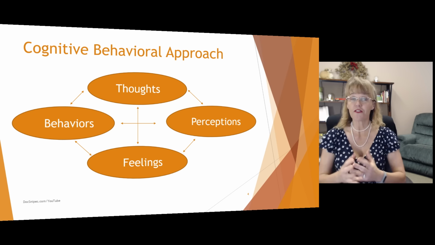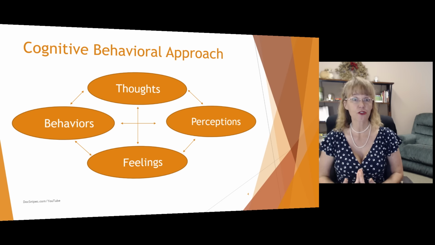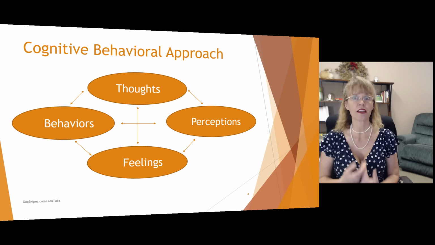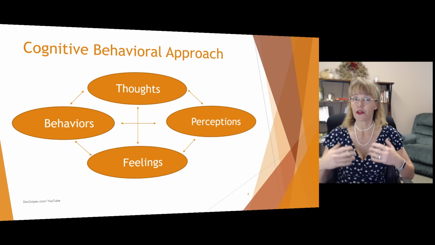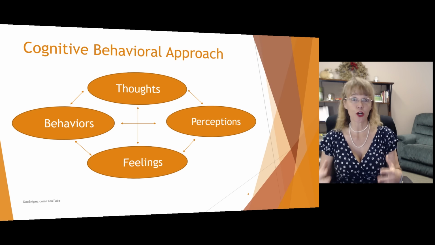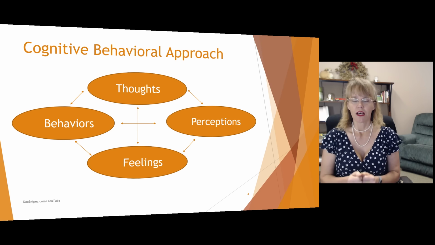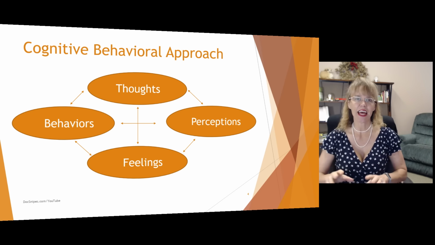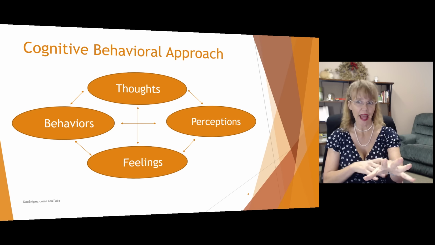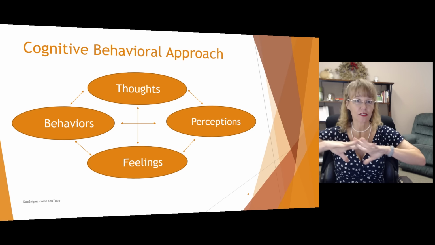Our thoughts can affect our feelings. If we're having pessimistic or negative thoughts, it can increase feelings of anxiety or anger or depression. Our thoughts can affect our behaviors. If you think that something is getting ready to go wrong, then you may actually take behavioral steps to change it. And you can see from this slide that all of those things interact. Anywhere you start, whether you start with behaviors or thoughts or perceptions, each one of those is going to interact with the other one.